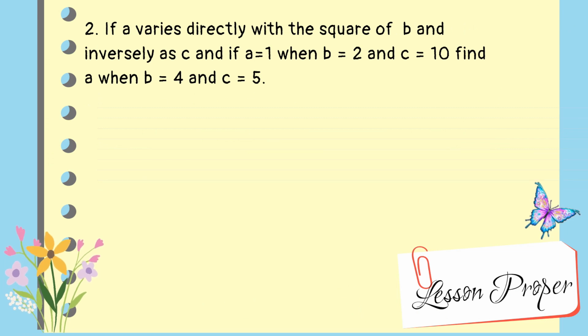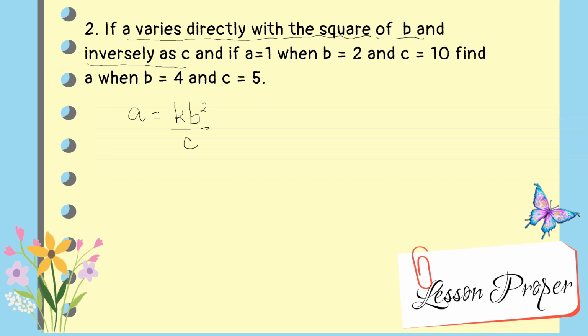Number 2. If a varies directly with the square of b and inversely as c, and a equals 1 when b equals 2 and c equals 10, find a when b equals 4 and c equals 5. So we have to translate a varies directly with the square of b and inversely as c. So we write that as a equals k b squared over c.